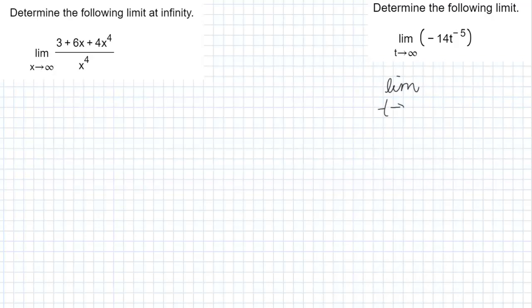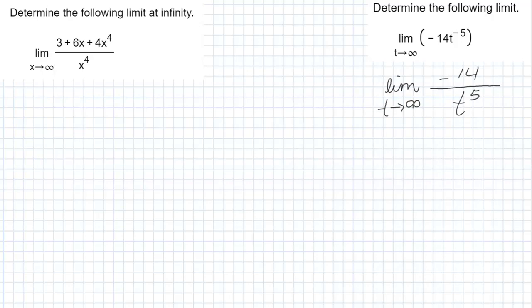as t goes to infinity of, and when I see a negative exponent, I can go ahead and rewrite that. Negative 14, a negative number, does not get moved. It stays at negative 14 on the numerator. And the one with the negative exponent can be moved down to the denominator to have a positive exponent.